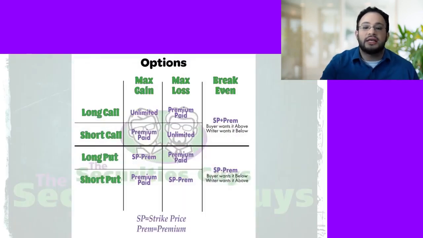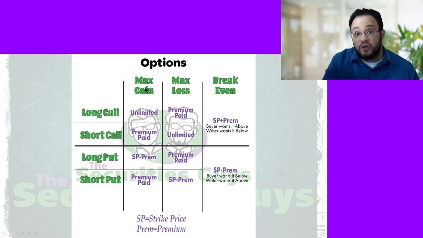So here is the table sort of summarizing a bunch of the information that does get tested. What is the maximum gain or maximum loss on these options? Well, the maximum gain on a long call, I'm betting it's going to go up. What's the highest it could go? Unlimited. What's the max loss? Long positions have limited liability. The most I could lose is what I paid. What if I'm a short call?